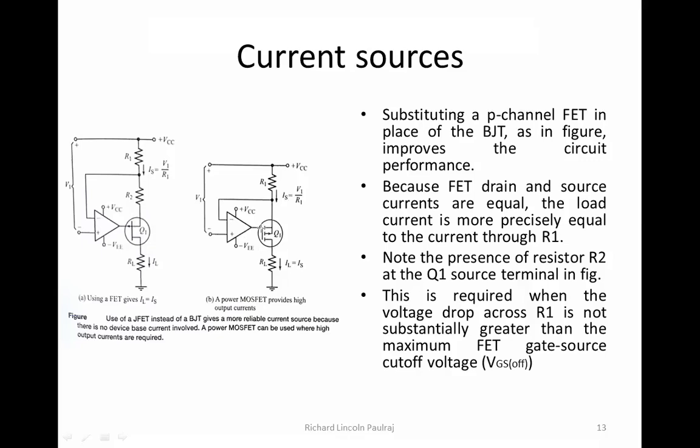Now FET is used when I need the load current to be equal to IS. So whatever is the source current, the same thing if I want across my load, then I will be using an FET. So we will look into it in a detailed manner. So suppose I substitute a P channel FET in place of the BJT.